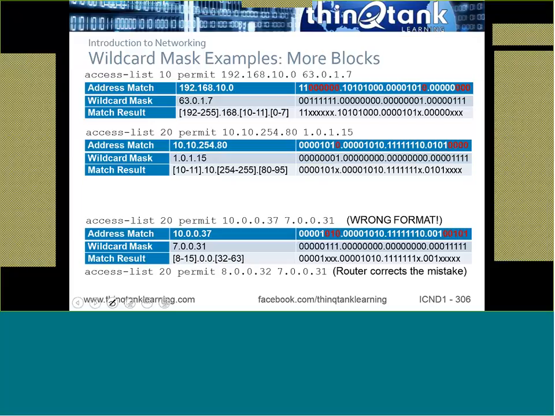Why was the 37 converted to a 32? Because with 37, those bits I don't care about. So the router says, what's the least common denominator? It's the 32. So I'm going to go ahead and convert that to a 32. Questions?